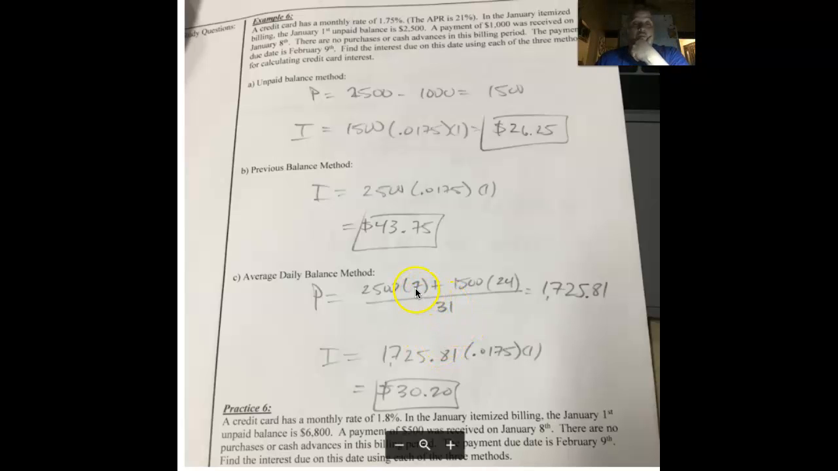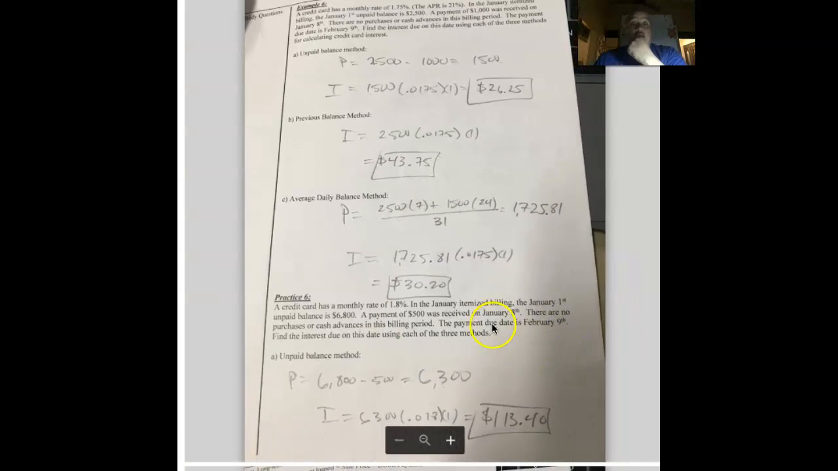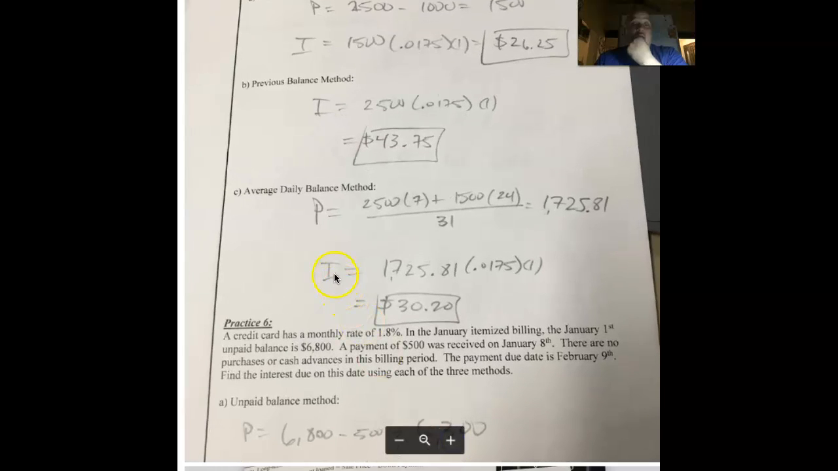Either way, multiply, and then add, then divide by 31, and you come to this average balance of $1,725.81, which makes sense because it's between $2,500 and $1,500. And then you take that as your principal. Remember, interest equals principal times rate times time. And the rate is still 0.0175. We're still just calculating for 1 month, and that interest due comes to $30.20.